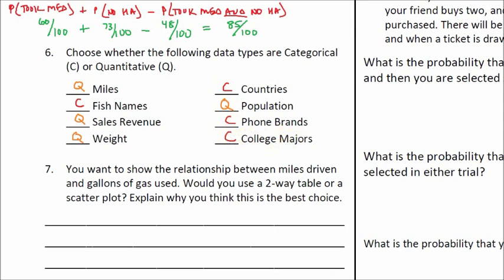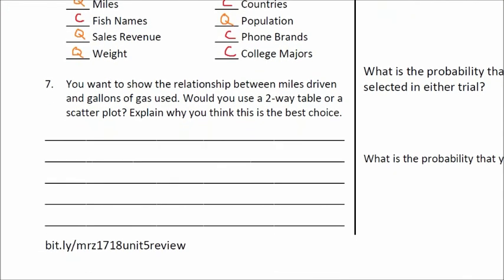And then question number 7, hopefully you're trying to do this on your own first. You want to show the relationship between miles driven and gallons of gas used. Would you use a two-way table or a scatter plot? And explain why you think this is the best choice. Now, the way I look at it is this, class. Miles driven is quantitative. So is gallons of gas used.